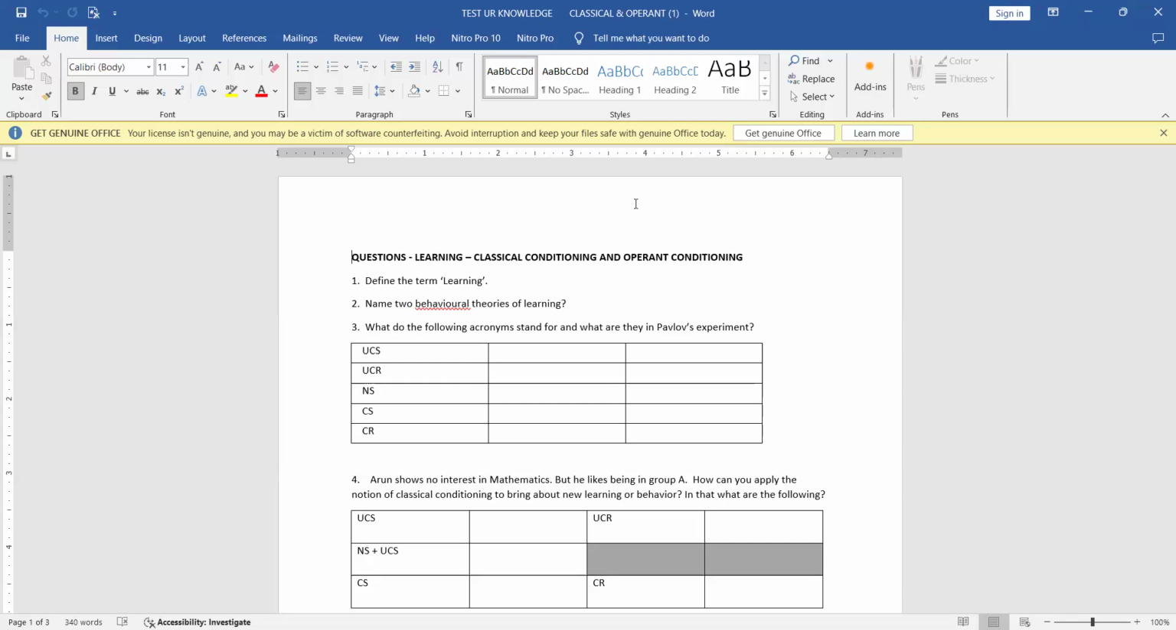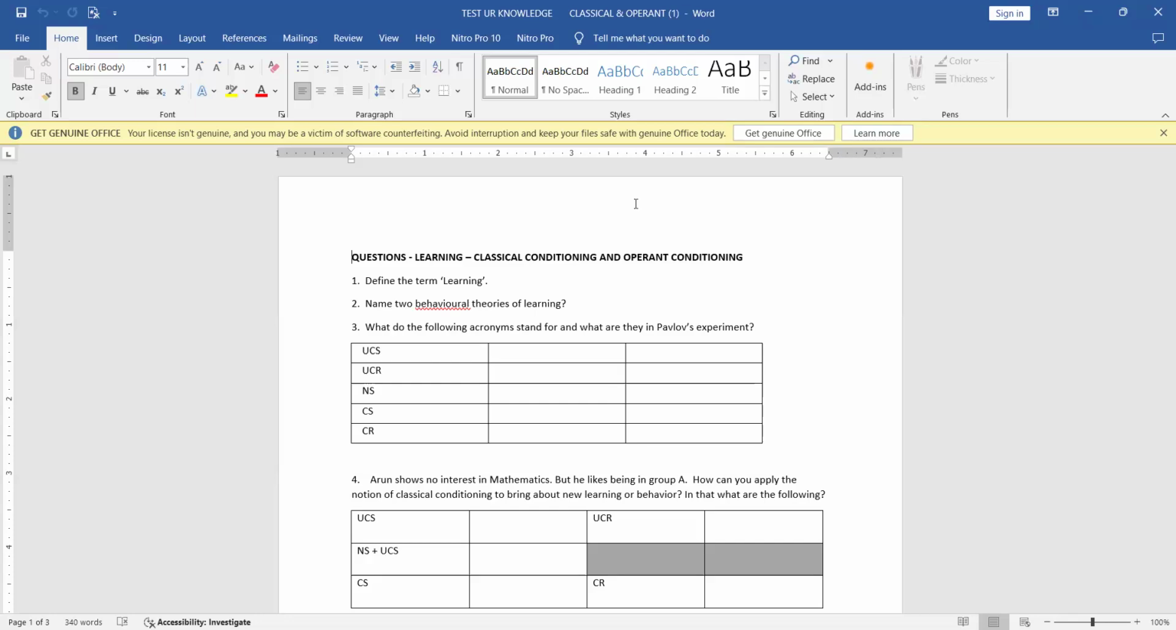Food platter. The UCR stands for unconditioned response. The unconditioned response in Pavlov's experiment is dog salivation for the food platter. Then NS stands for neutral stimulus. That is the bell, no salivation. CS stands for conditioned stimulus. That is the bell sound.